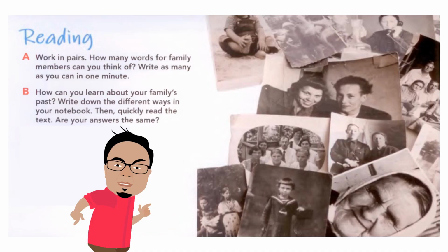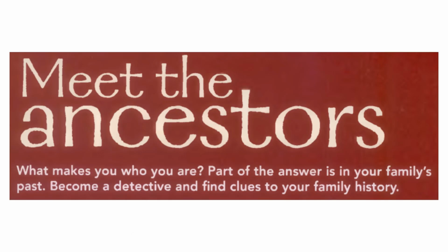Now, let's go to reading skill. How many words for family members can you think of? Write as many as you can in 1 minute. How can you learn about your family's past? Write down the different ways in your notebook. Then, quickly read the text. Are your answers the same? We are going to read together an article on Meet the Ancestors.